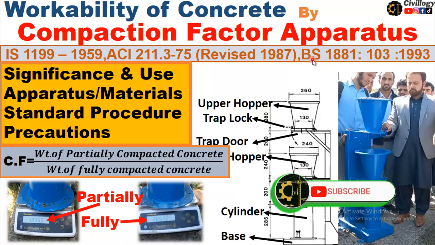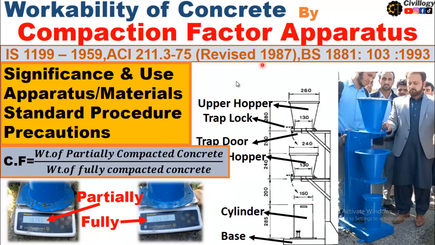We will perform this test as per the standard procedure of ACI 211.3-75, which was revised in 1987, and this formula will be used for the compaction factor: weight of partially compacted concrete divided by weight of fully compacted concrete. So let's start today's topic.